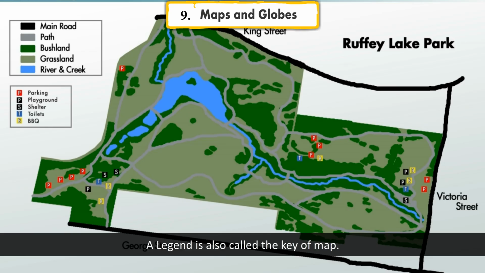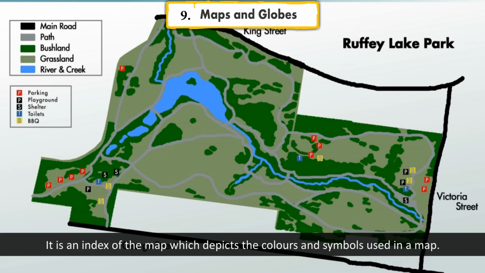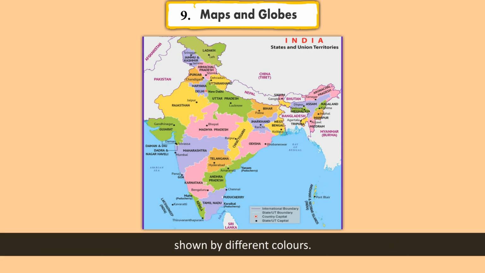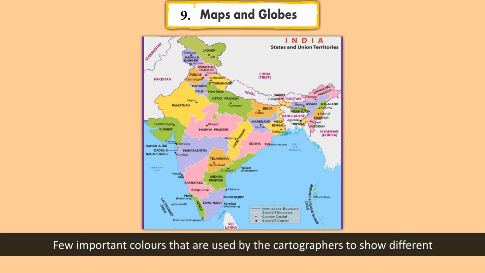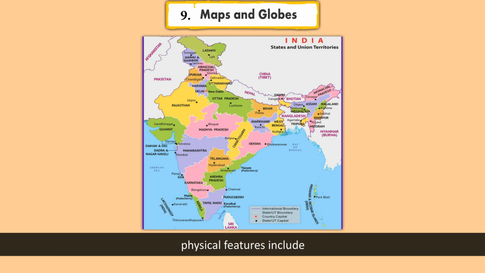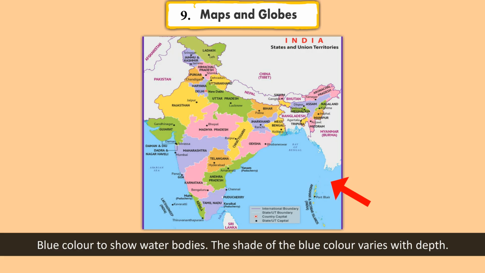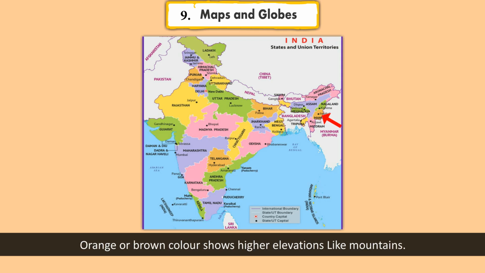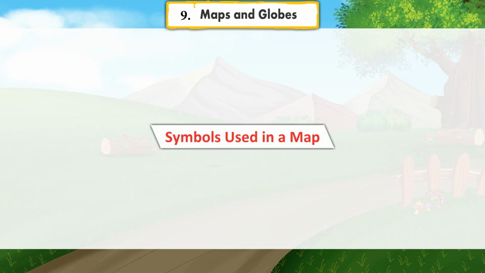A legend is also called the key of the map. It is an index of the map which depicts the colors and symbols used in a map. In the legend of a physical map of India, different types of landforms are shown by different colors. A few important colors that are used by the cartographers to show different physical features include blue color to show water bodies. The shade of the blue color varies with depth. Green color shows lower elevations like plains. Orange or brown color shows higher elevations like mountains.